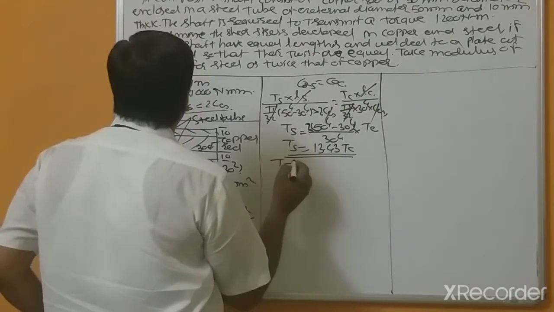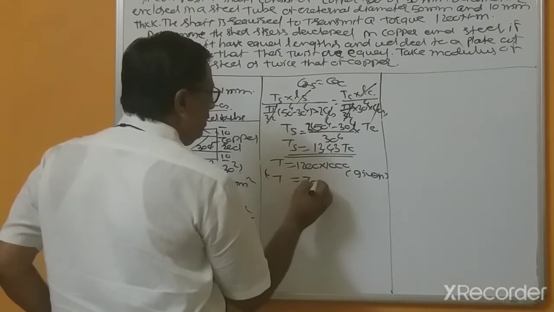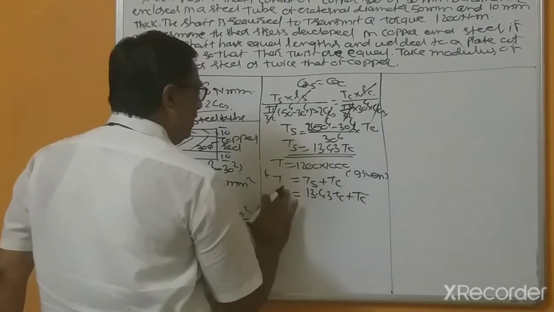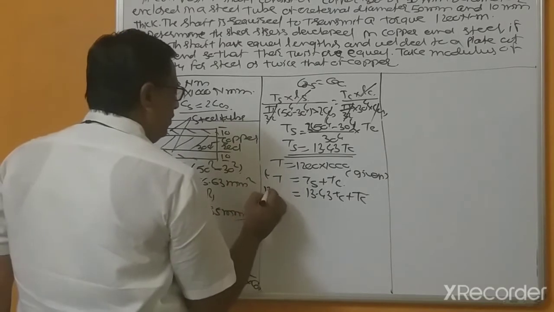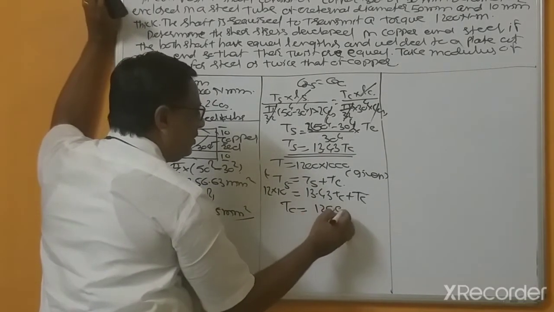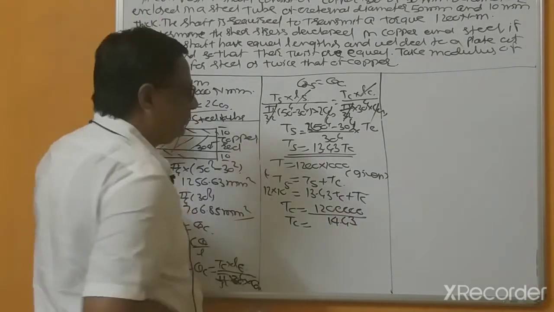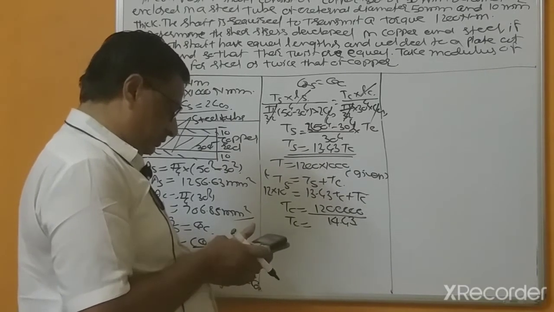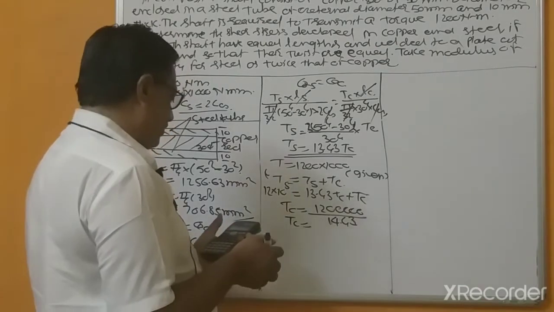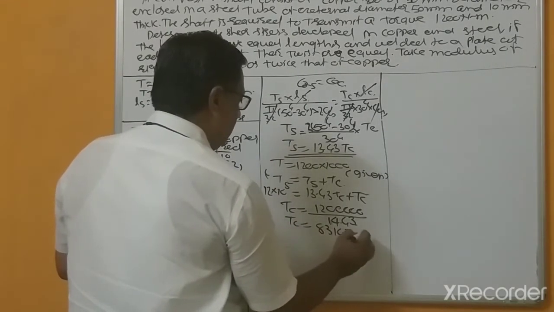Now we know T equal to total torque, this is given, and T equal to TS plus TC. So T equal to 13.43 TC plus TC, and what is T? T equal to 12 into 10 to the power 5, right? Yes. So TC equal to 12 into 10 to the power 5 divided by 14.43. TC equal to 83,147 Newton mm.